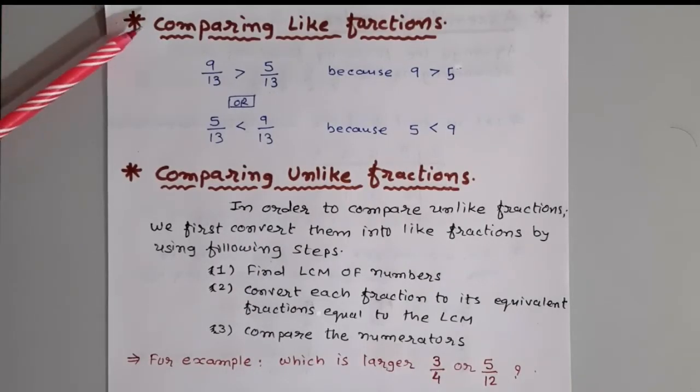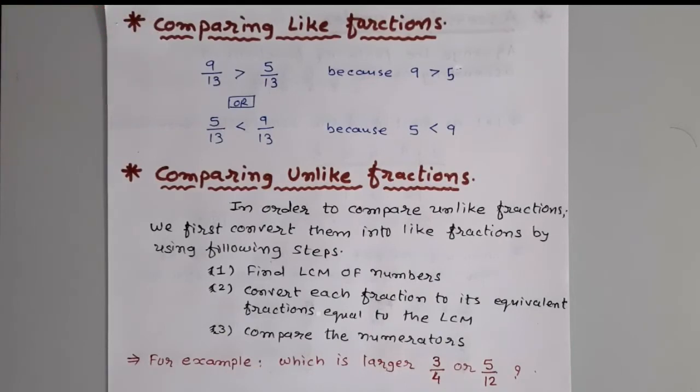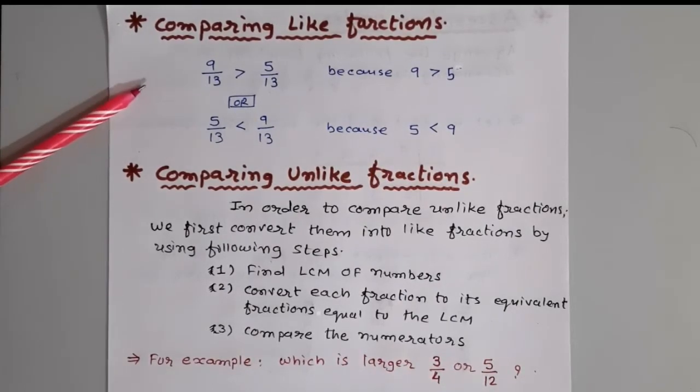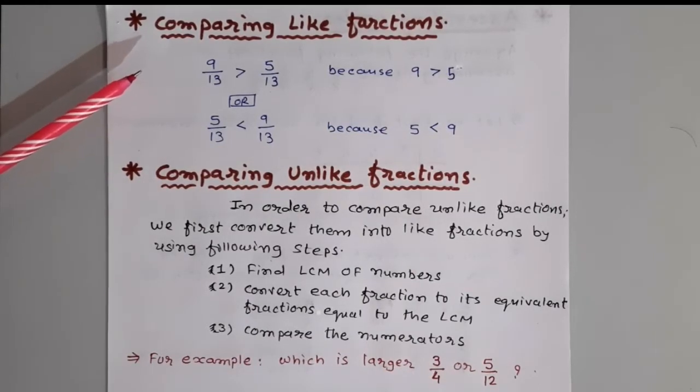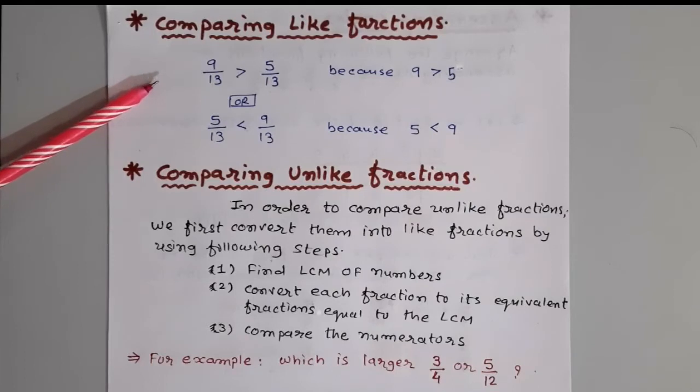Now let's learn about how to compare like fractions. So friends, we will discuss the comparison of like and unlike fractions in this section. It is always easy to compare two or more like fractions because their denominators are the same. To compare two like fractions, it is enough to compare their numerators. If there are two like fractions, then the fraction with the greater numerator is greater.